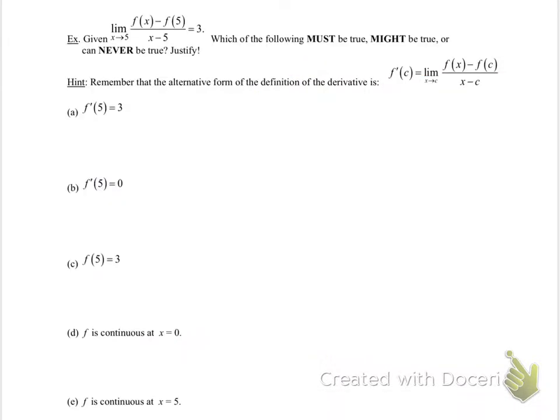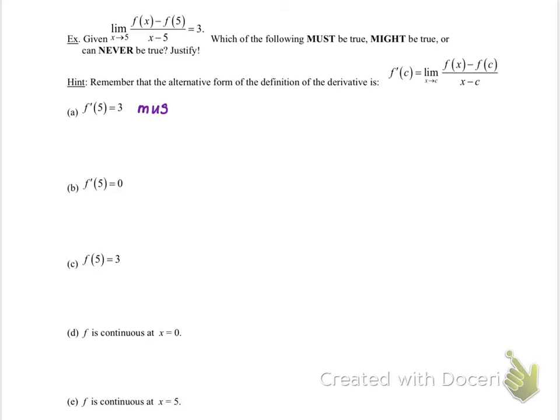Okay, flipping the page. Given that the limit as x approaches 5 of f of x minus f of 5 divided by x minus 3 is 3, which of the following must be true, might be true, or can never be true? Remember that the alternative form of the definition of the derivative is f prime of c equals the limit as x approaches c of f of x minus f of c all over x minus c. So f prime of 3, or the derivative, is 3, and that must be true because by definition that's what we've got at the top there.